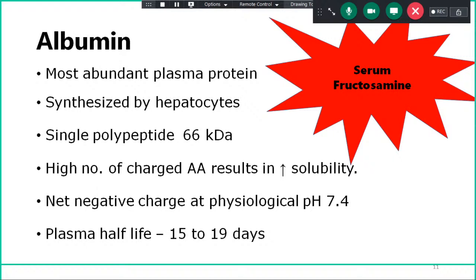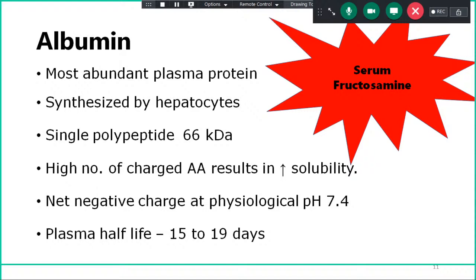Since the lifespan of RBCs is 120 days, by measuring glycated hemoglobin we can know the average value of serum glucose in the plasma for around 3 months. So if we see that glycated hemoglobin is higher for some patient, that means his serum glucose level was very high for the last 3 months. That means either he is not taking the drug properly, or if he is taking the drug, then it's not effective, so we have to change the drug.